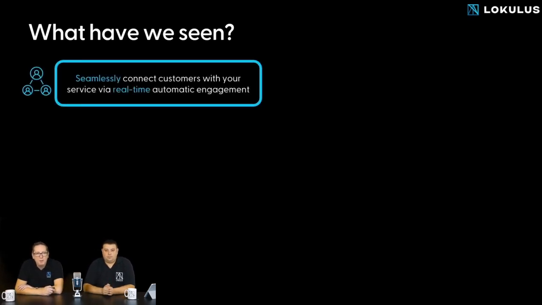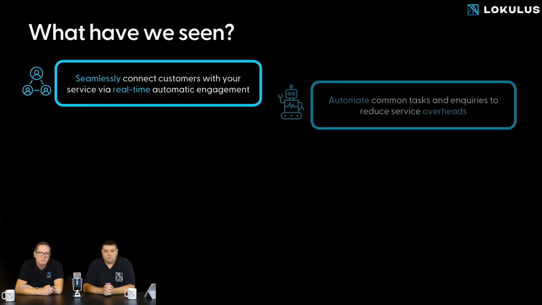So we've shown how IVA can seamlessly connect customers with service, with automatic and real-time engagement. We've seen how common tasks and inquiries can reduce service overheads. In the given product that was demonstrated, we could provide answers for that product, and that context we'll talk quite a bit about, but understanding the context of where you interact to provide personalised service is really quite key.